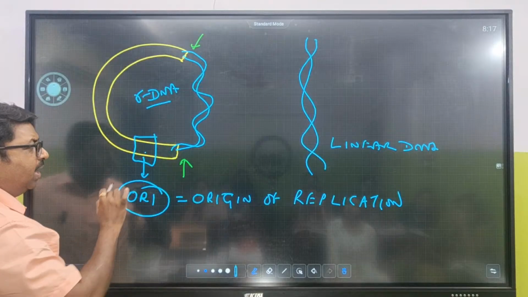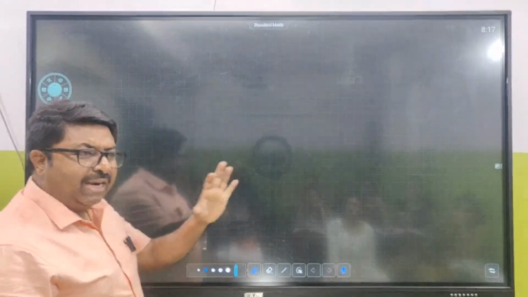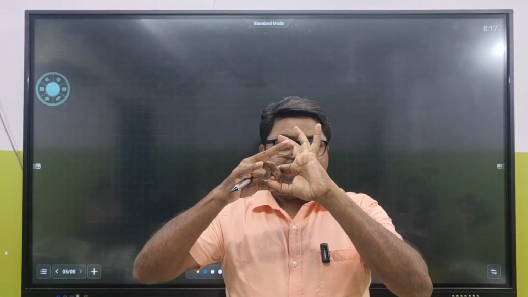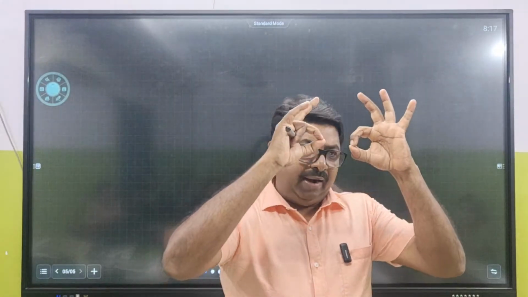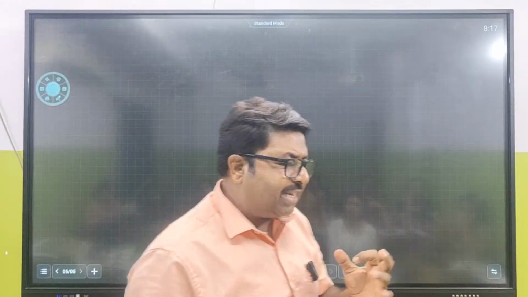And from ORI, when they start replicating, ultimately what happens is, if there are two bangles, one of the bangles makes another bangle. So the two bangles are going to get attached like this. And there is a nick which is required to make it free. Just like that. This is how the bacterial replication also occurs. And the process is called catenation.